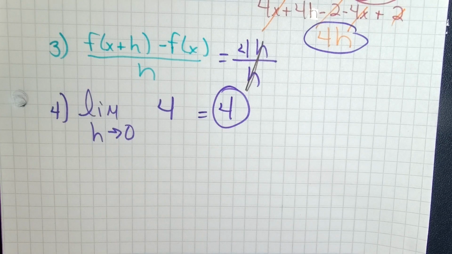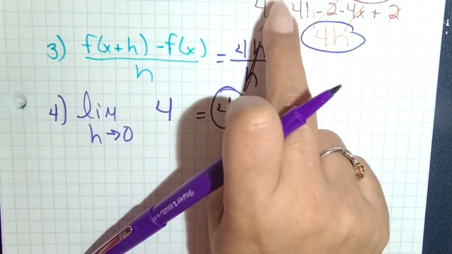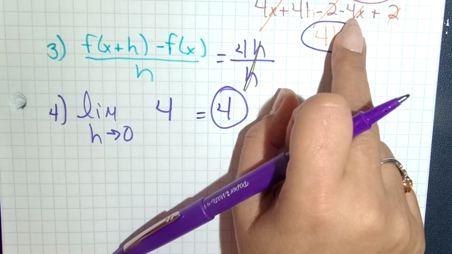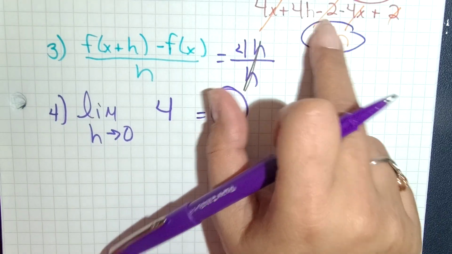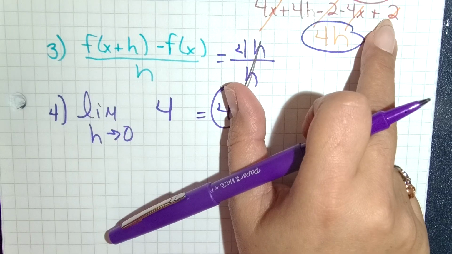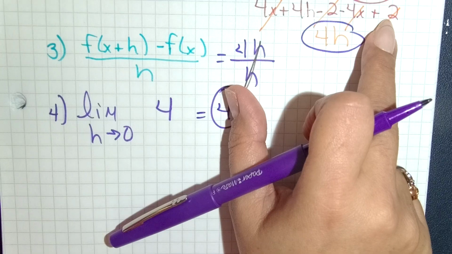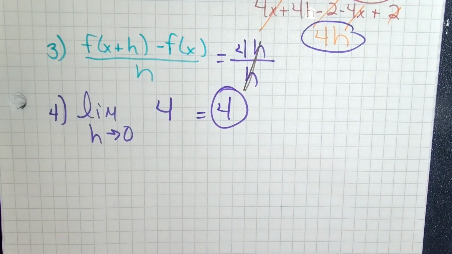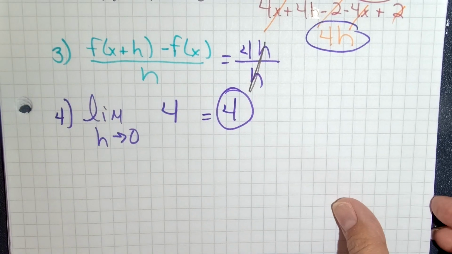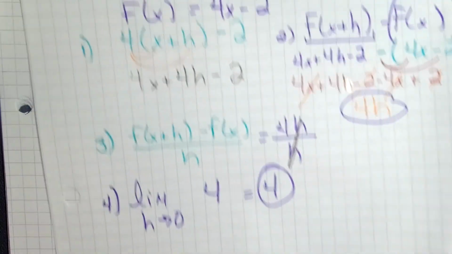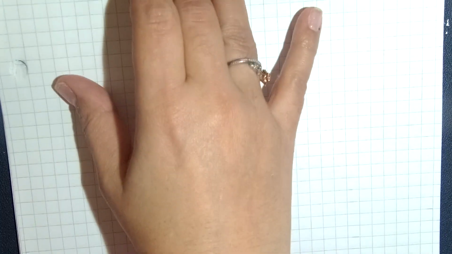Questions? Why did you cancel out everything on the top of it? This? Because they're like terms. We have 4x minus 4x. That'll be 0. Negative 2 plus 2 is 0. Okay? Make sense? No? Yes? Okay. Everybody have level 1 down? Yes. All right, let's go to level 2.